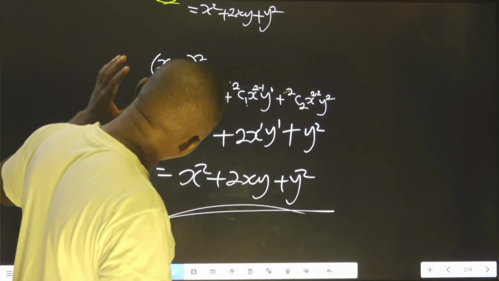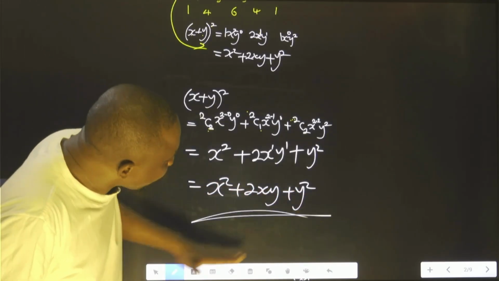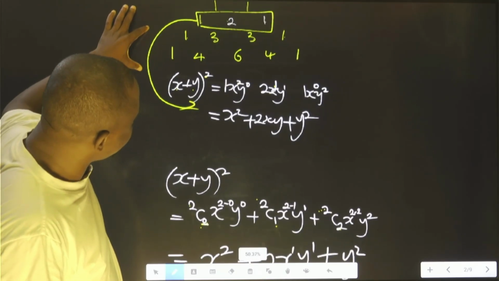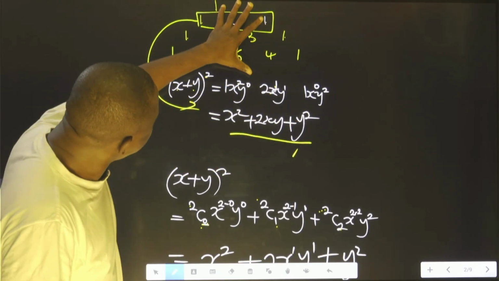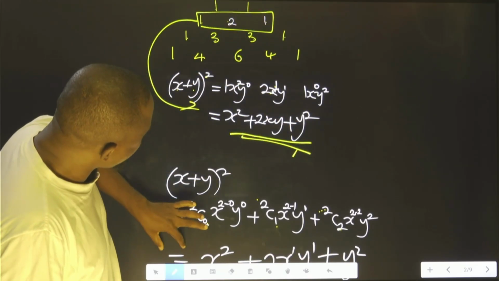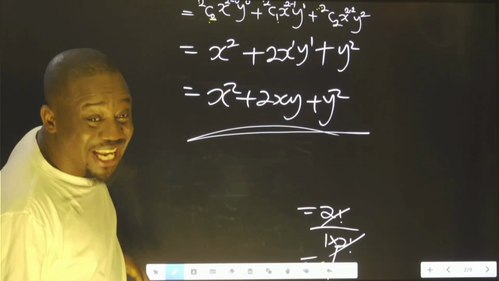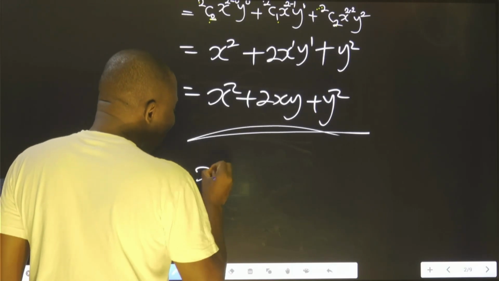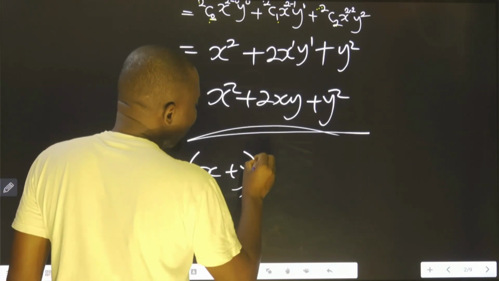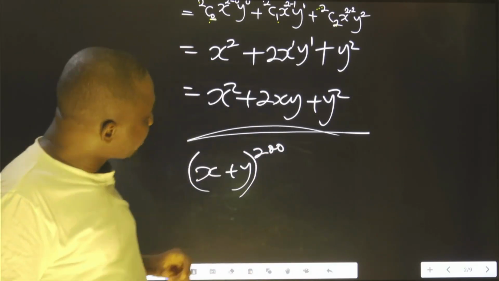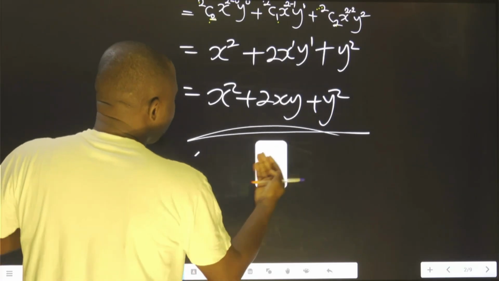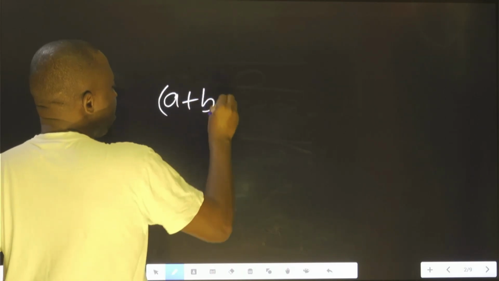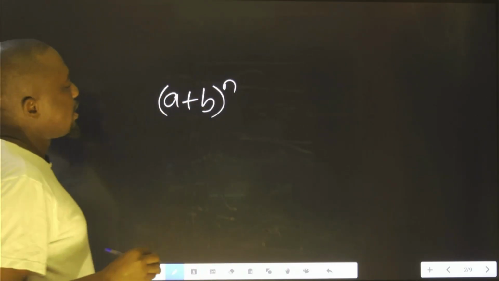Okay? It means therefore what we are having here is what we also had in this place. Using Pascal triangle, we arrive here. Using the binomial theorem, we have this. So with this now, you can solve something like this, raised to power 200. So therefore, say we have something like this now, a plus b raised to power n.